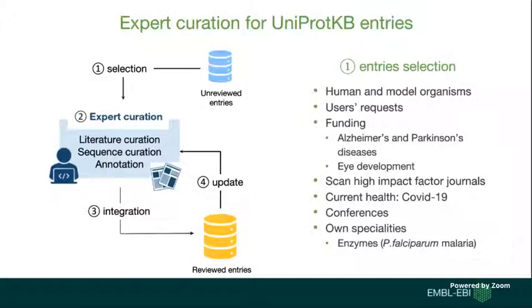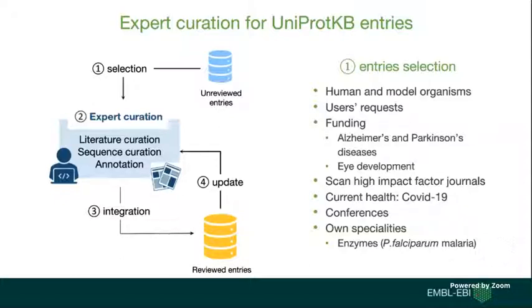Next, please. So on the left, you have an example of the typical workflow that we use to create an entry in UniProt. The first step involves the selection of an entry from the unreviewed pool in the database. We have various criteria to select an entry. We prioritize the curation of proteins from human and model organisms. We also curate proteins where the user requested an update or the addition of a publication, or because they found an error, which can happen.